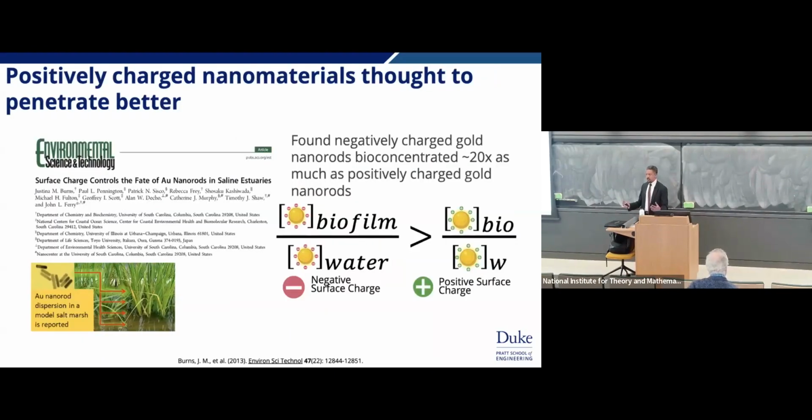The reason why they modified charge is because it was previously thought that positively charged nanomaterials would penetrate better into a negatively charged biofilm space, right? Think charge-charge interactions. However, this study by Catherine Murphy down at UIUC, or at the time she was at University of South Carolina, but she's moved to become chair of UIUC's chemistry department, showed that, you know what, actually negatively charged nanomaterials are going to be absorbed inside of a biofilm, right? In an estuary biofilm, so like something that you might see on a river.